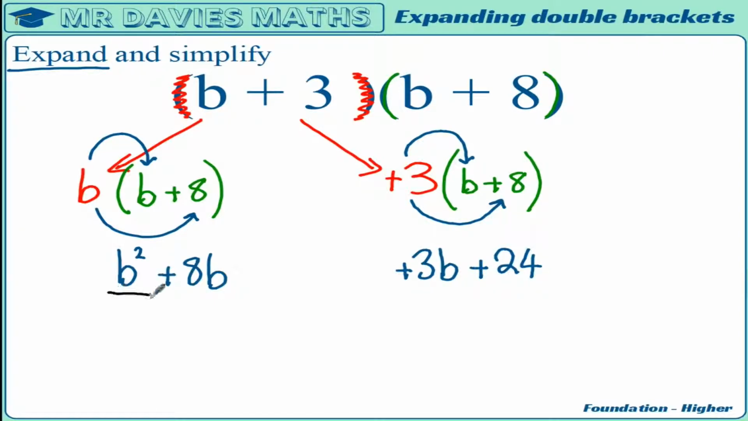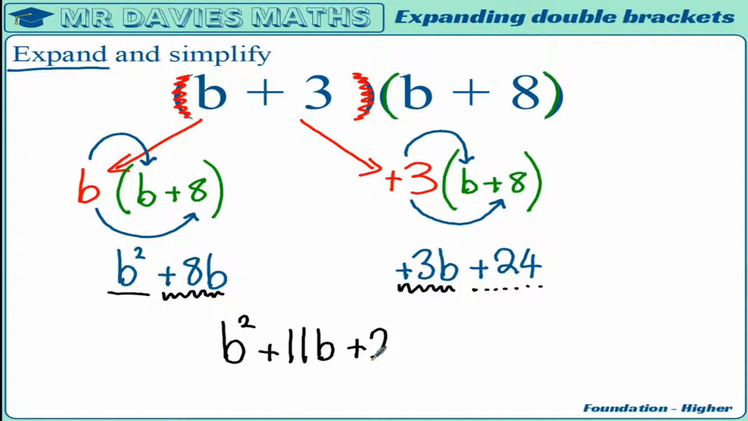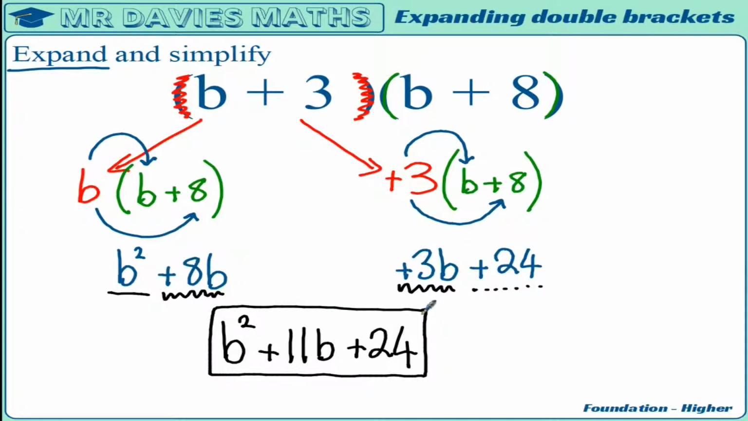So we've got a B squared. Nope, nope. Okay, so we've only got the one B squared in our answer. We've got 8 B's and another 3 B's. So in total, we should have 11 B's. And again, we've got a number at the end, so we've also got a positive 24 as part of our answer. And that is my final answer. Let's try another one.